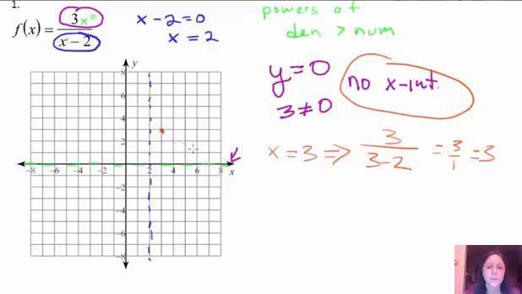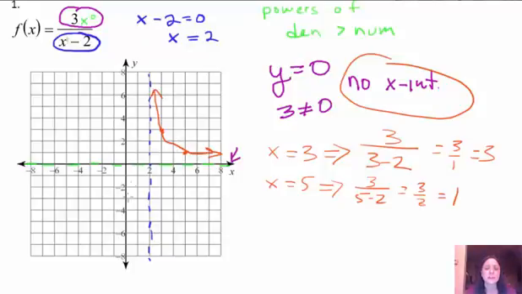I want to try another one over here just to be safe, and I'm going to try x equals 5, because that's going to give me some nice numbers. I have 3 over 5 minus 2, which is 3 over 3, or 1. So I'm going to go ahead and graph that. And I'm going to go ahead and sketch my curve on this side.